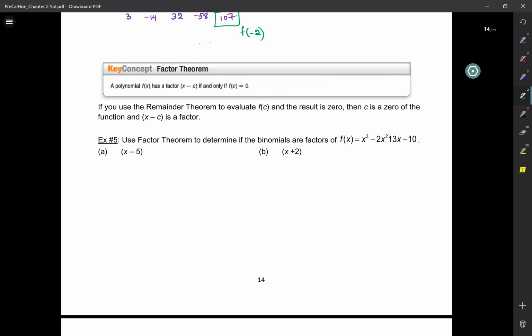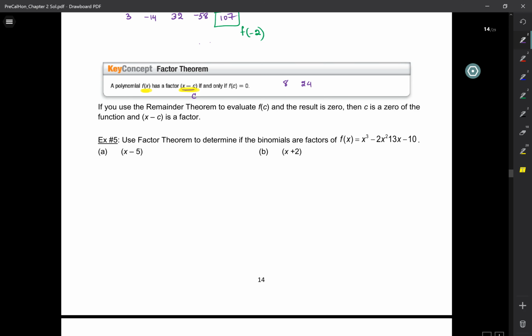Okay, so let's talk about the factor theorem. Now, you already know this. If x minus c is a factor of the polynomial, then when you divide, you get 0. We know that because, like we said, if 8 is a factor of 24, and I divide, I get a remainder of 0. Now, similarly, suppose x minus c is a factor. If x minus c is a factor, that means that c is one of the zeros.